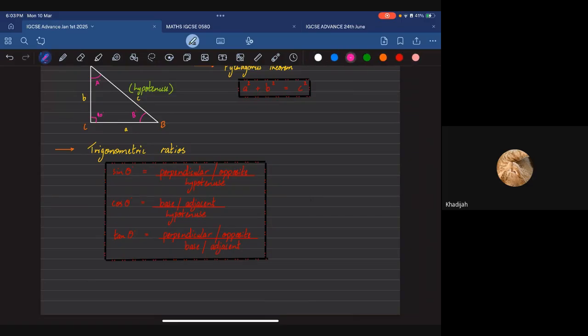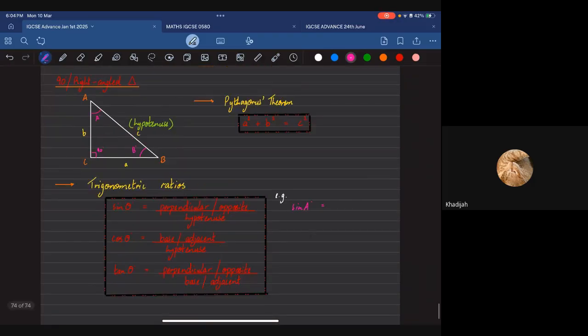Okay, we'll do an example. The statement that I made in the beginning was that they're relative to the angle that you're choosing. So, for example, if I take sine of A, that is going to be equal to perpendicular over hypotenuse. What is the perpendicular side to angle A? This A side. So this is going to be A over the hypotenuse, which is C.